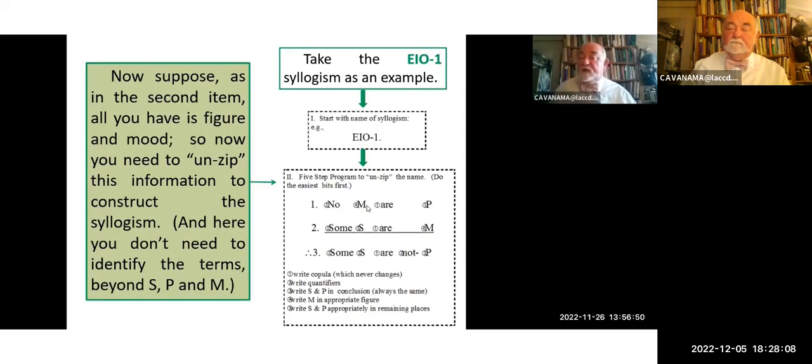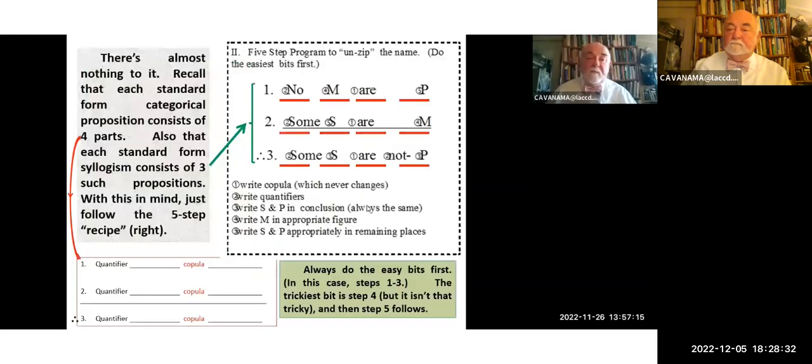And the last thing to do is to put in the quantifiers, and that's given to me by the mood, right? So E, I, and O, the quantifier for E is no, the quantifier for I is some, and the quantifier for O is some not. So voila, look what you get there. No M are P, some S are M, some S are not P. Okay, you've just followed out what the identifier tells you, and you've unpacked it.